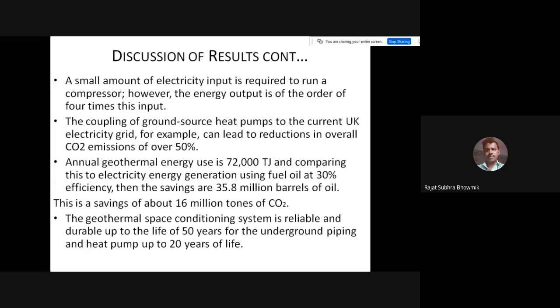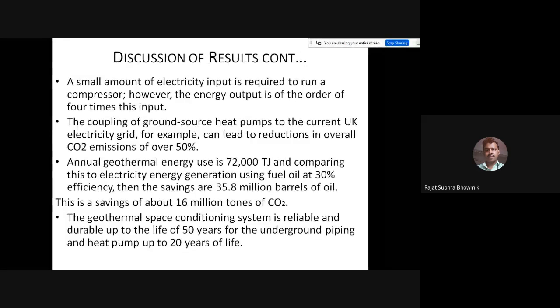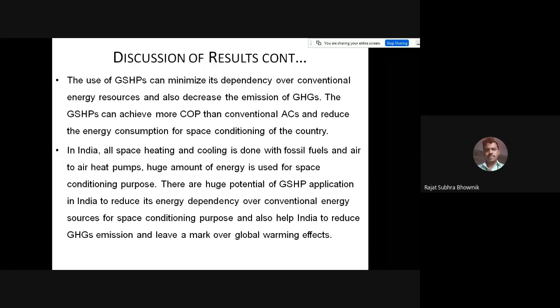Annual geothermal energy used is 72,000 terajoule, and comparing this to electricity generation using fuel oil at 30% efficiency, the savings are 35.8 million barrels of oil. This is a saving of about 16 million tons of CO2. The geothermal space conditioning system is reliable and durable. The ground loop can be sustained up to 50 years, and the heat pump can last up to 20 years. The use of ground source heat pumps can minimize dependency on conventional energy resources, and this also decreases the emission of greenhouse gases.